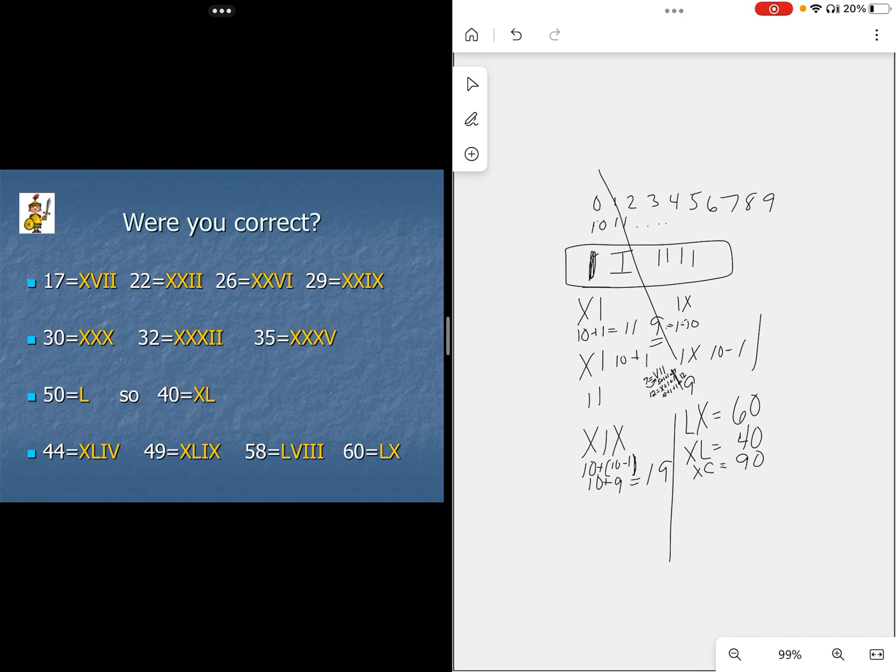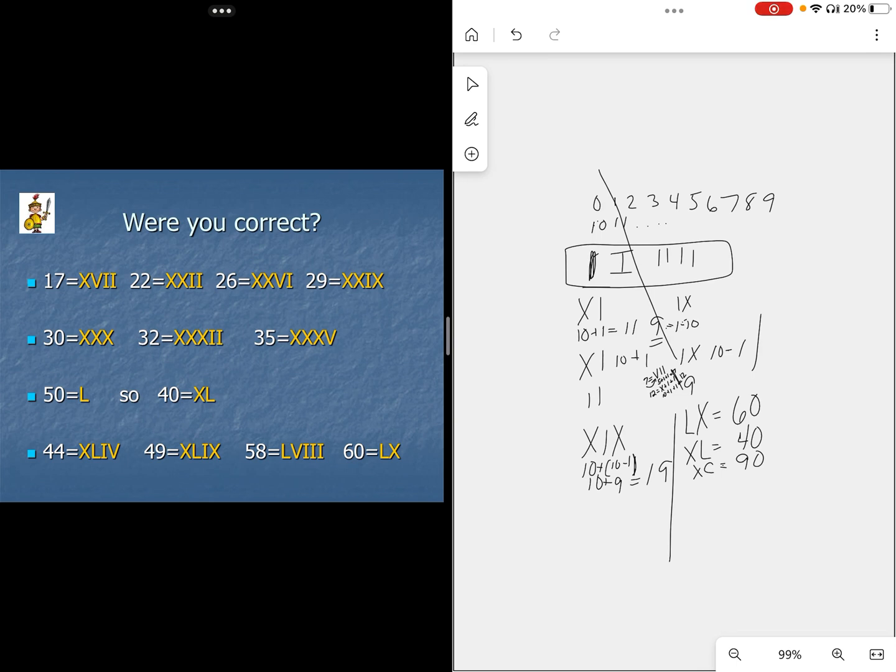So 40 is 10 off. That's XL. By the way, you won't see IL. IL is not 49. 49 is still XLIX. And the reason for that is you never do a subtractive value beyond the tens place before it. So, for example, you would not write 999 in Roman numerals as IM. Okay?